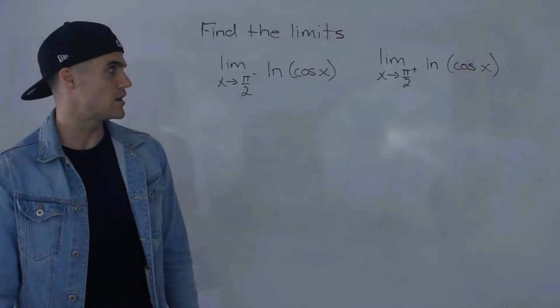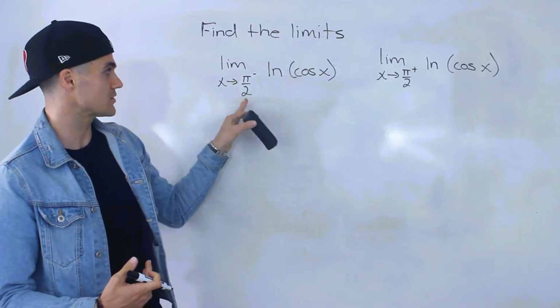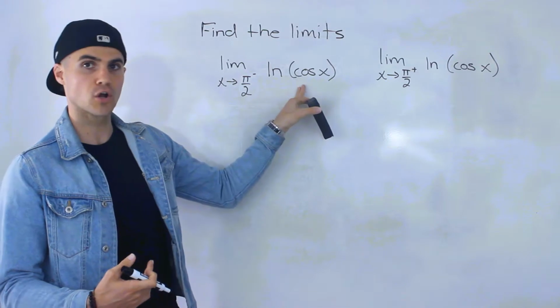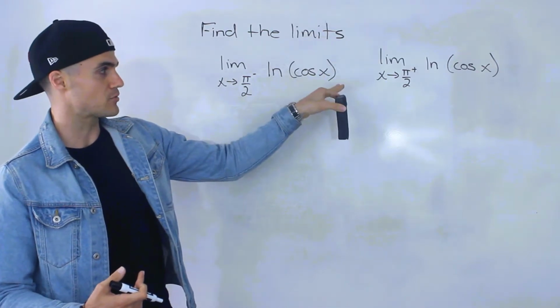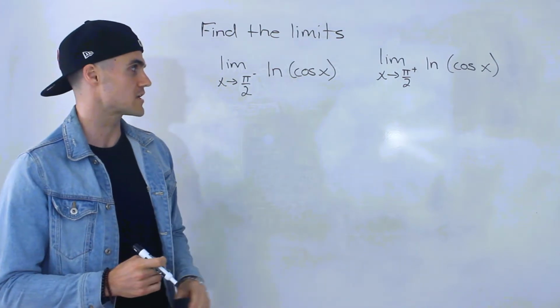Moving on to another question dealing with infinite limits. We have to find these two limits here. So the limit as x approaches pi over 2 from the negative side of ln of cos x, and then the limit as x approaches pi over 2 from the positive side of that same function, ln of cos x.